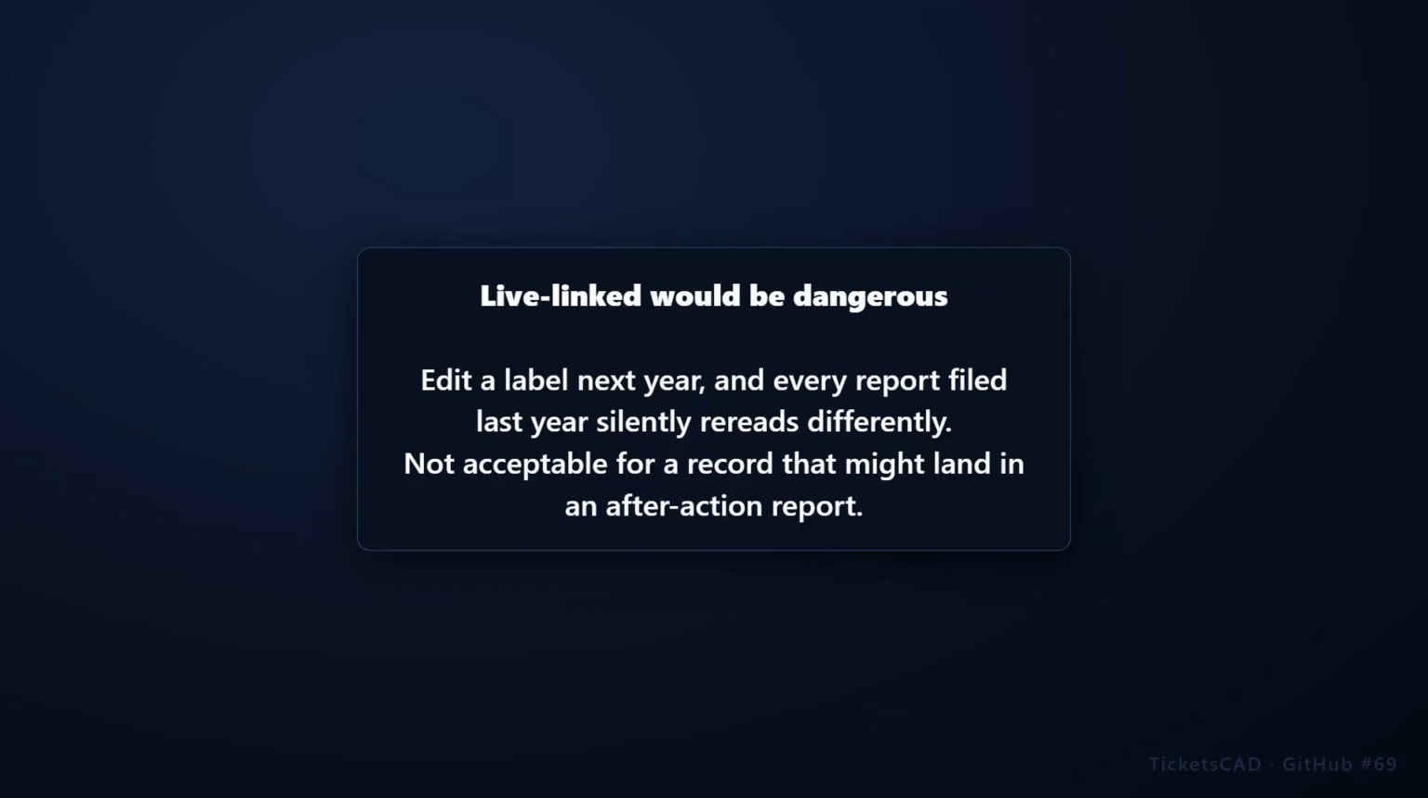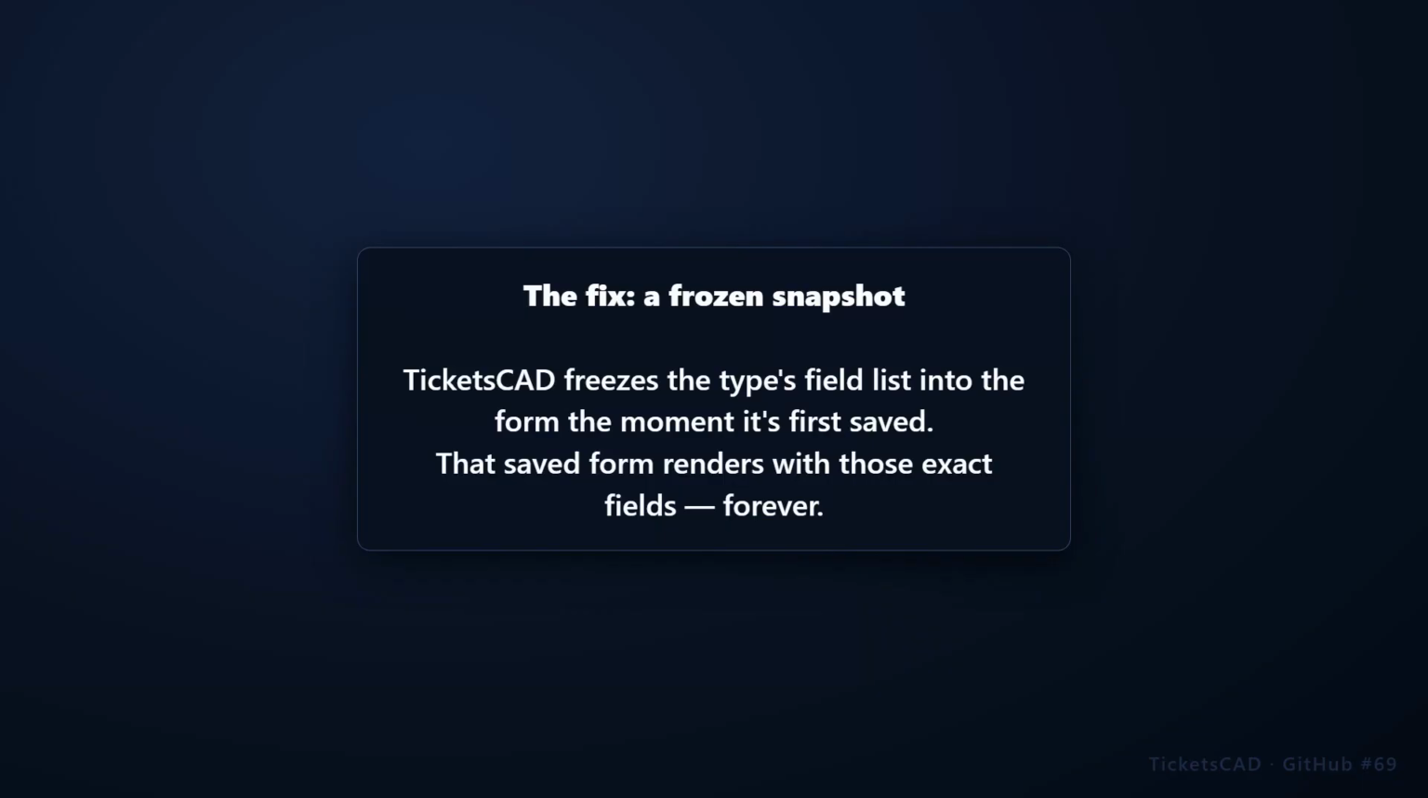So TicketsCAD freezes a snapshot of the type's field list into the form the moment you first save it. That saved form keeps rendering with the exact fields it was created with forever, even if the type definition changes later or the type is archived entirely. Nothing you've already filled out on paper can silently reshape underneath you.